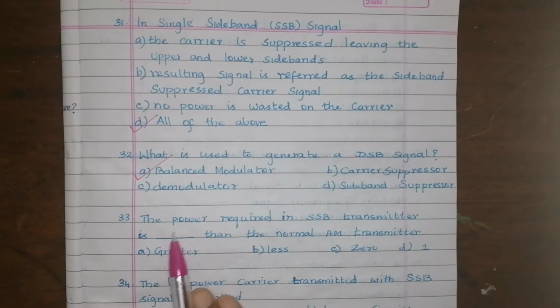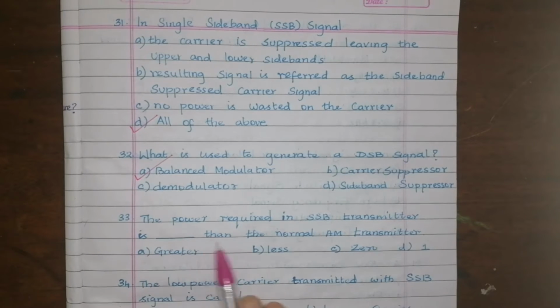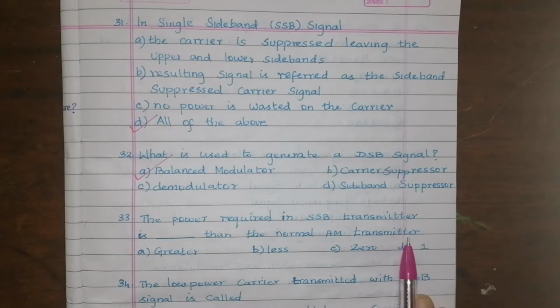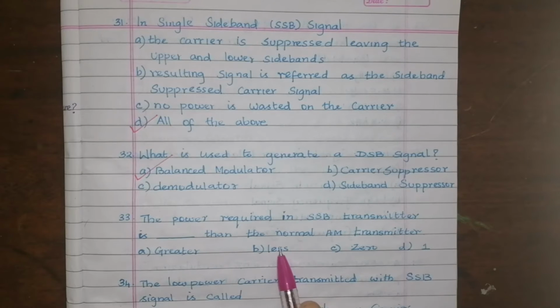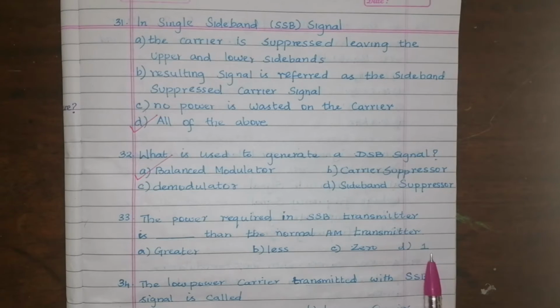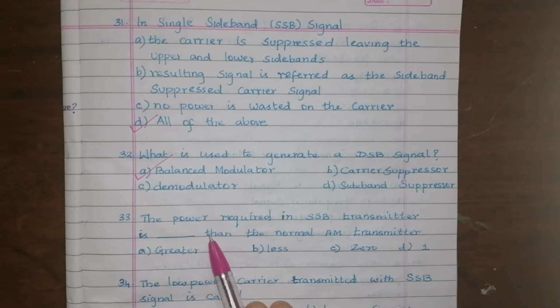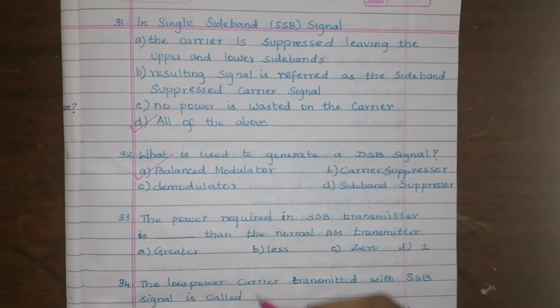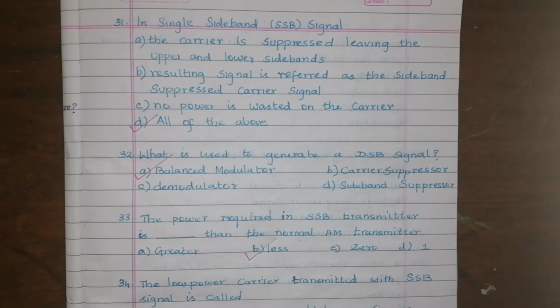Next question, the power required in SSB transmitter is dash than the normal AM transmitter. Option A, greater. Option B, less. Option C, 0. Option D, 1. The power required in SSB transmitter is less than the normal AM transmitter. So the correct answer is option B, less.